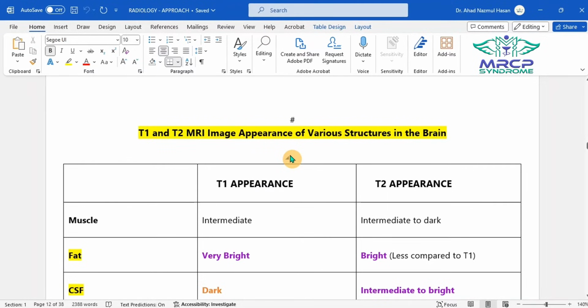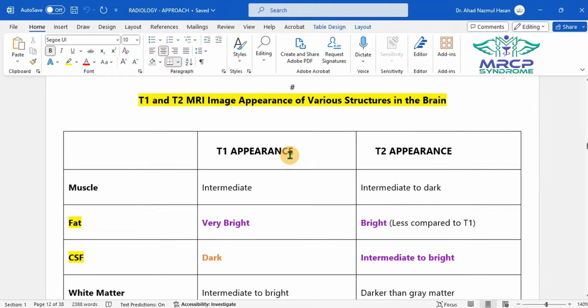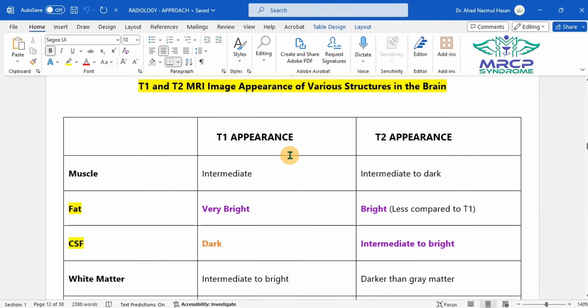So next one is the chart. The T1 and T2 MRI image appearance of various structures in the brain, and you need to memorize this chart for proper diagnosis. What should be the color of the fat component in T1? Bright. And in case of T2? T2 also will be bright. Both the fat components would be bright in T1 and T2, and if we compare between T1 and T2, it is usually brighter in T1.